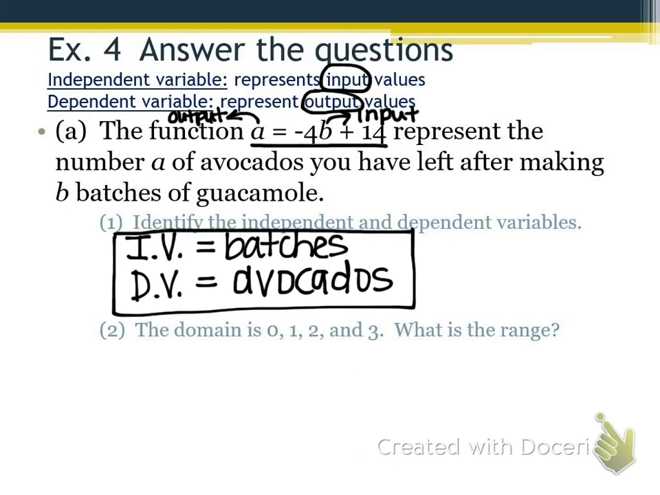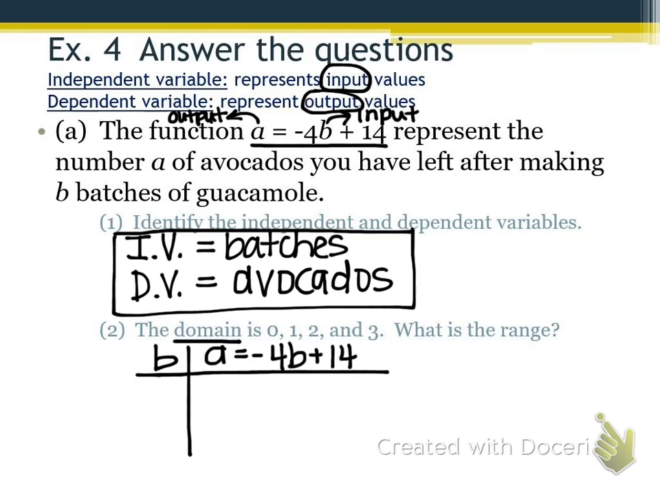Any questions? Now, in number 2, it says the domain is 0, 1, 2, and 3. Domain is which set of values? Okay, my x values, technically. But in this particular problem, what variable is representing x? B. Okay, so we've got b is the domain. We're going to make ourselves a little chart. The function that we're dealing with is a equals negative 4 times b plus 14.